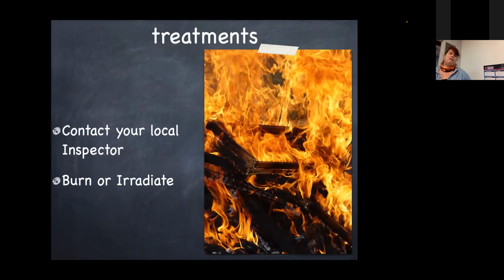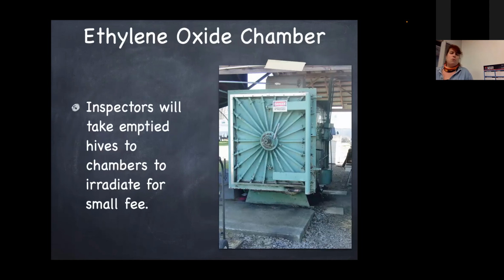Okay, this is what happens. If you have foul brood, contact your local inspector, and they're just going to tell you to burn all of your equipment, because there are hundreds of millions of these little cells that are going to become more foul brood. You just can't get rid of them unless you irradiate them. Now, we have this great ethylene oxide chamber at NC State. It breaks down fairly often, so it takes some time to get your hives irradiated.